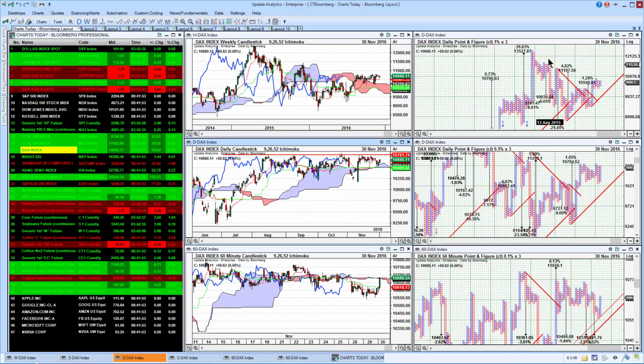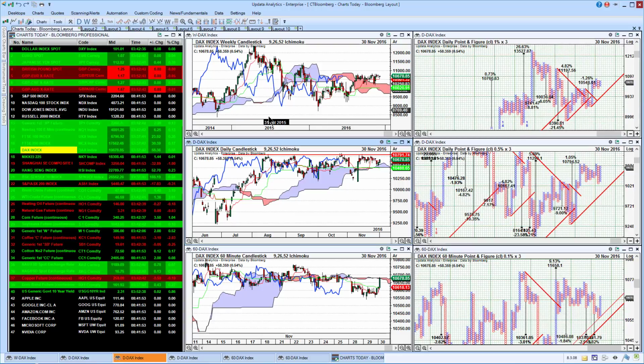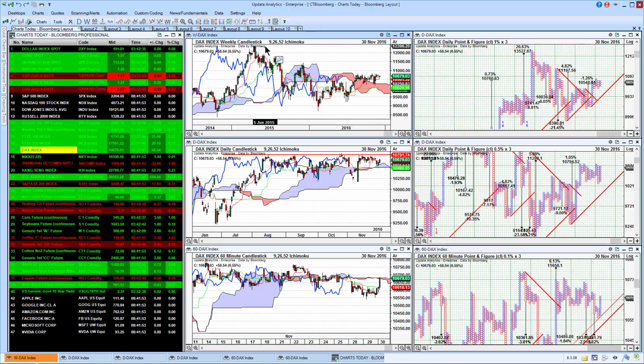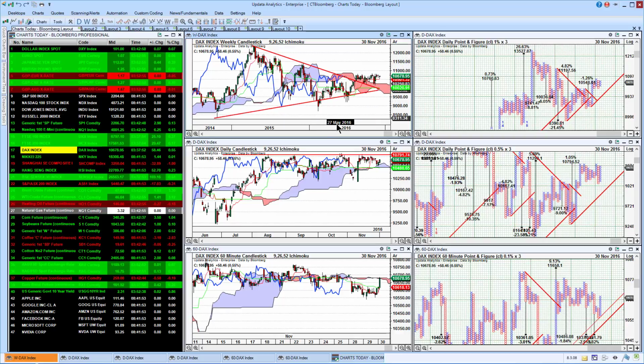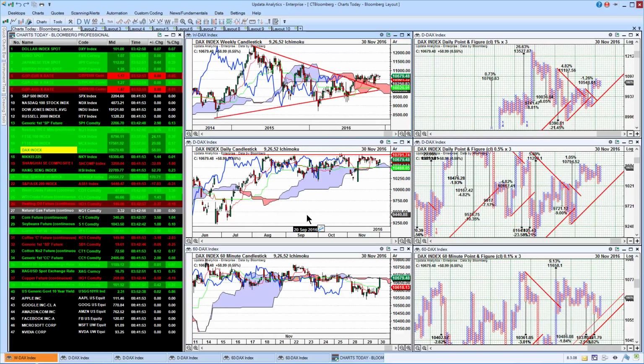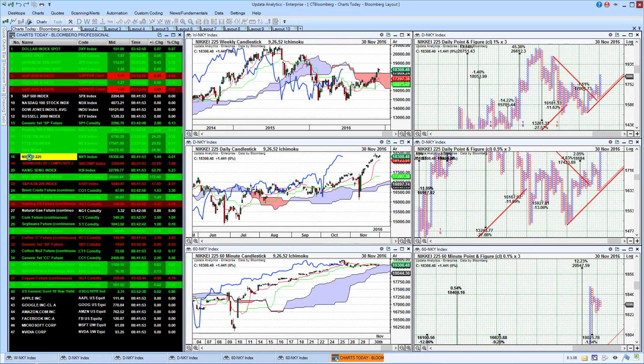Looks like a long ascending triangle here. That's showing up in the weekly chart. We can just put those lines on. We do see here this ascending triangle just starting to break, so it does look like the DAX will probably break and run. If we take a look at the Nikkei, Nikkei's looking still pretty good.